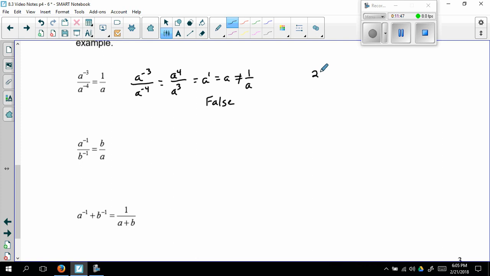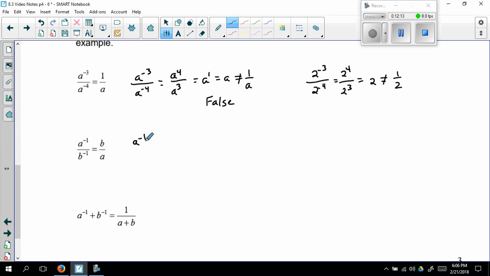It asked me to prove that using another example. So let's just take 2 to the negative 3rd power and 2 to the negative 4th power. That's the same thing as, oops, sorry, not 2 cubed, 2 to the 4th over 2 cubed. Switching it. I can subtract, so that's the same thing as 2 to the 1st power, or 2, and 2 is not equal to 1/2.